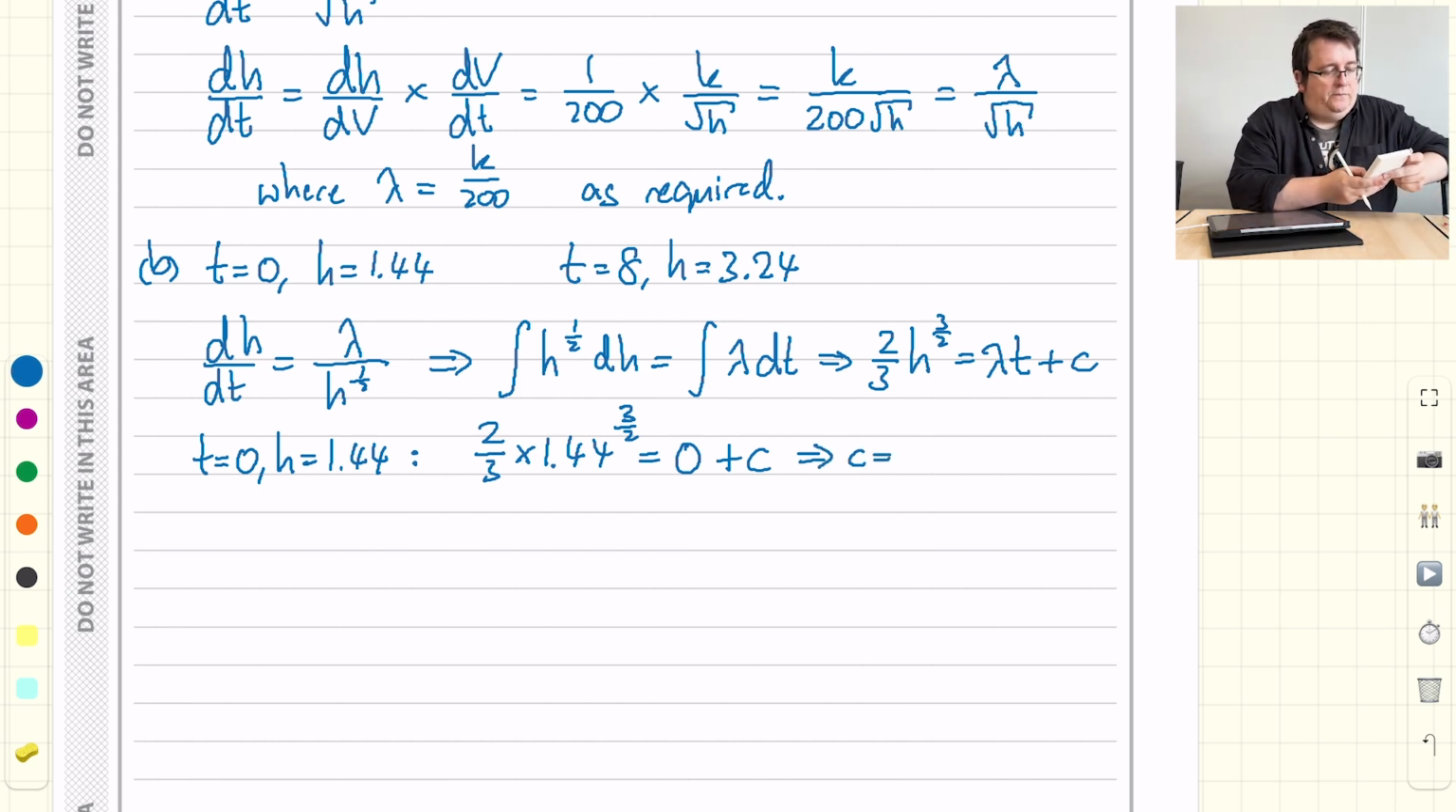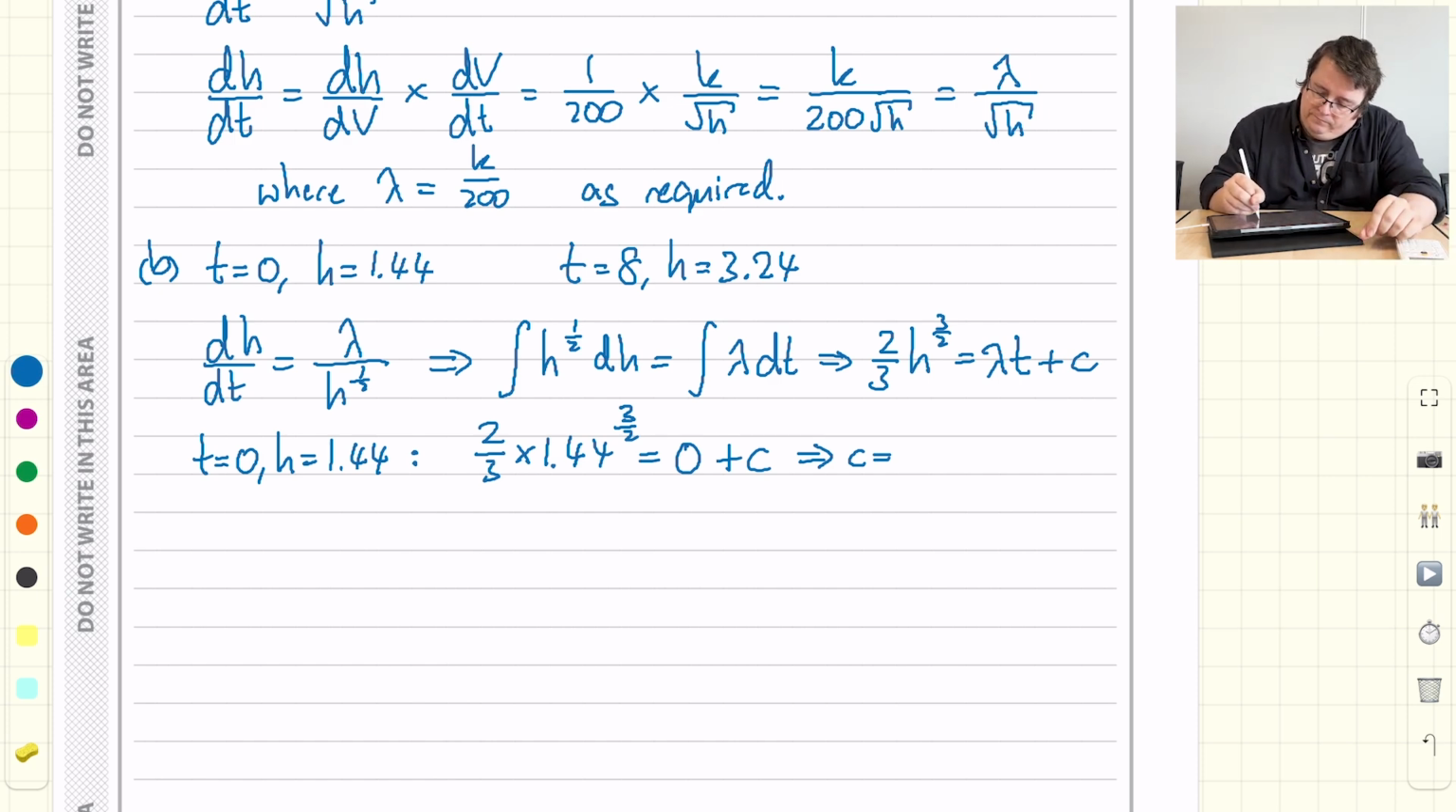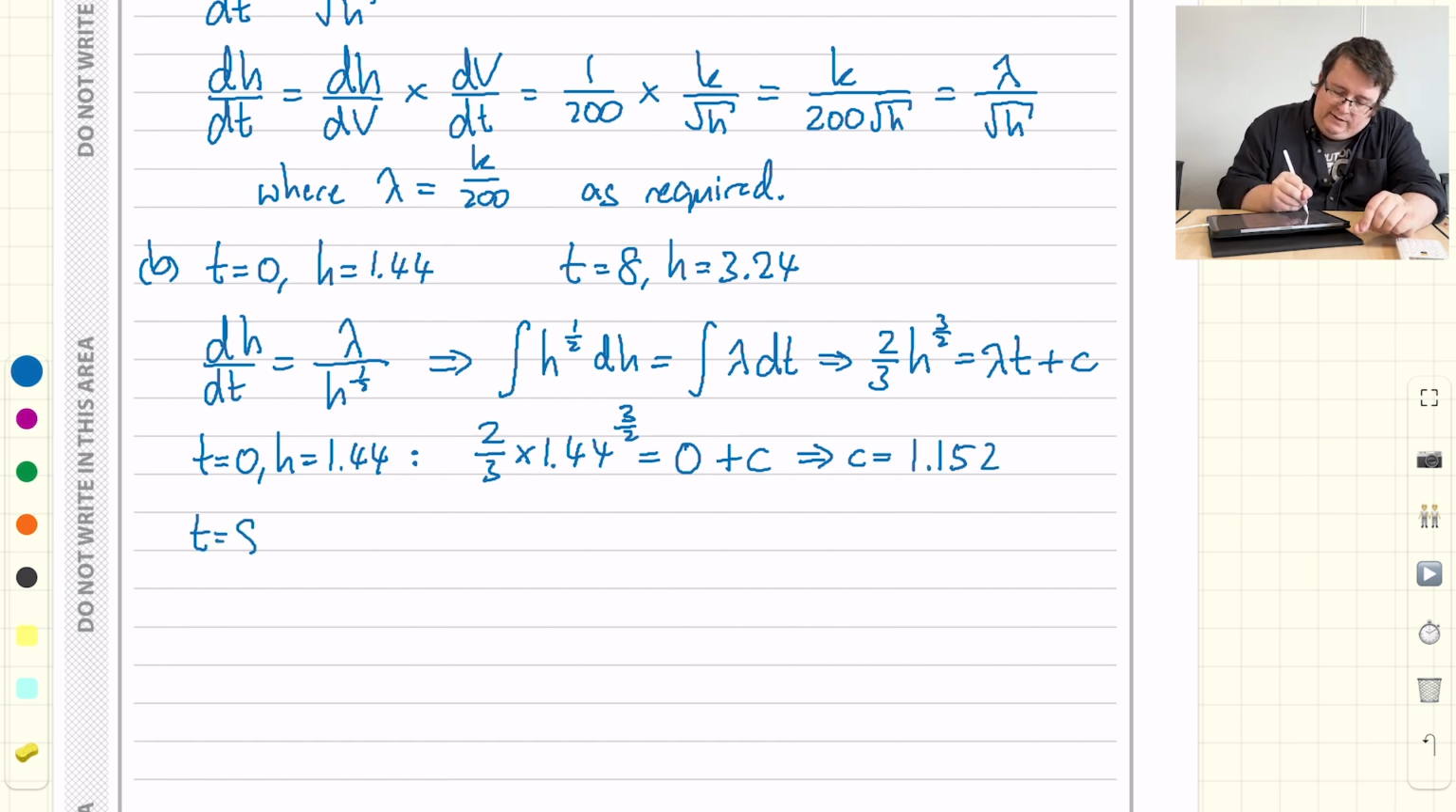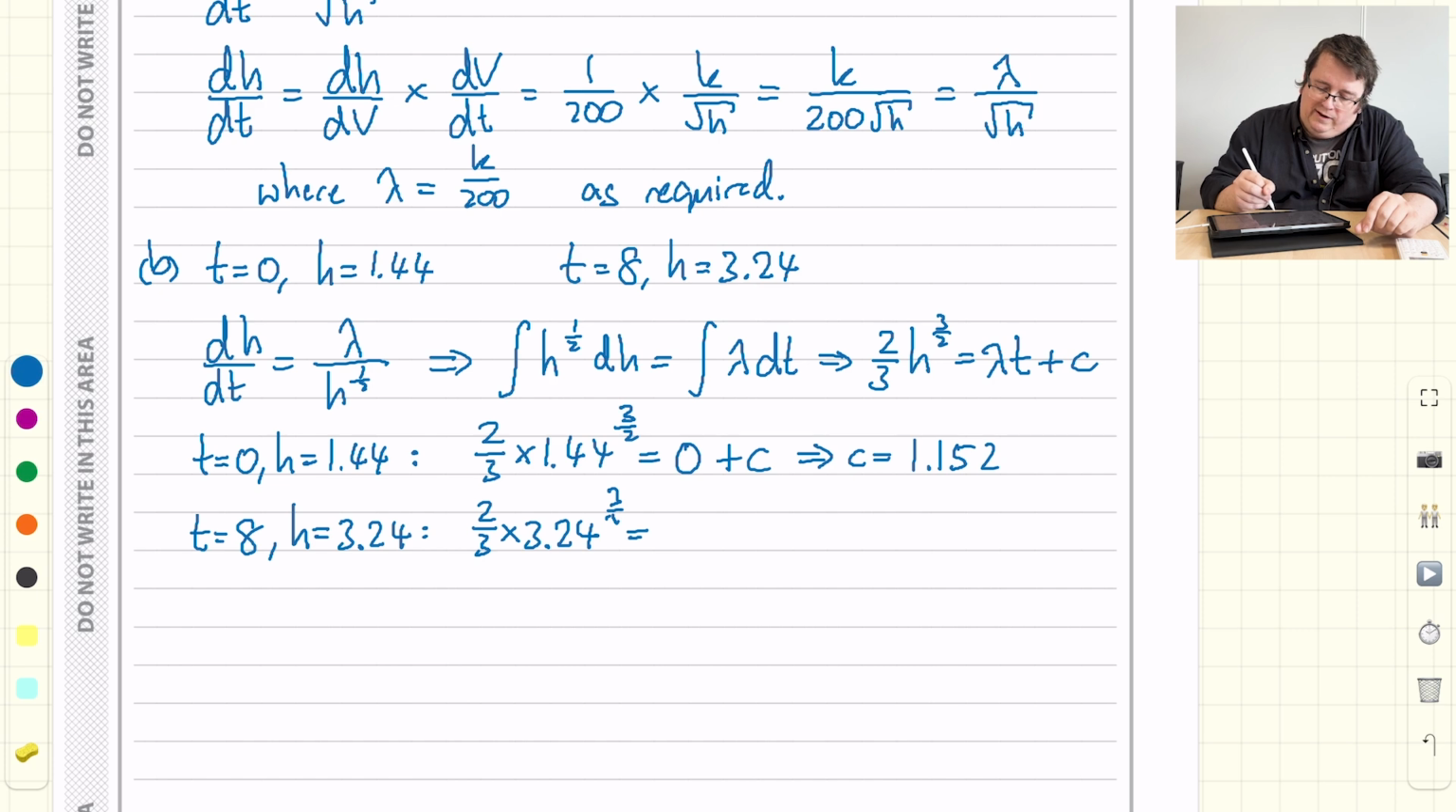So 2/3 times 1.44 to the 3 halves is 1.152. And if I now substitute in t is 8, h is 3.24, so we've got lambda times 8, so 8 lambda. And I've just worked out c.